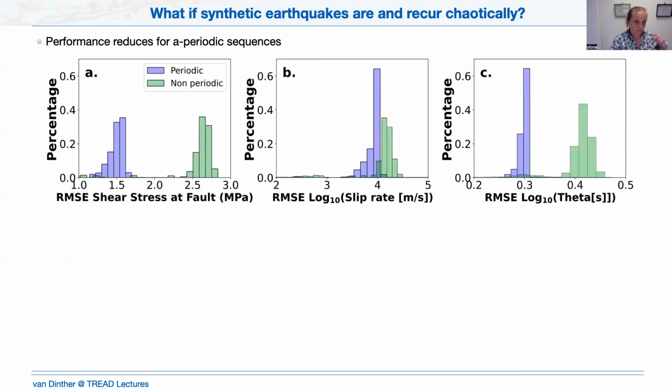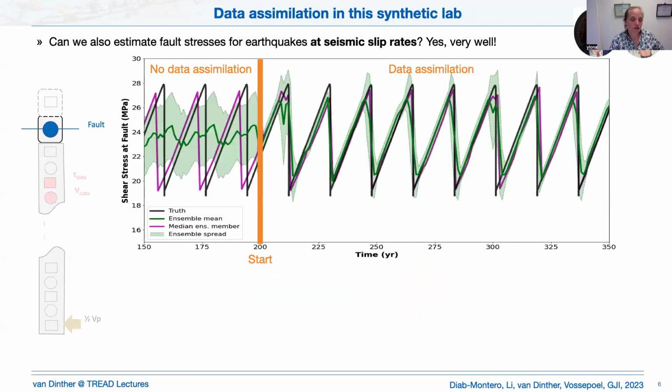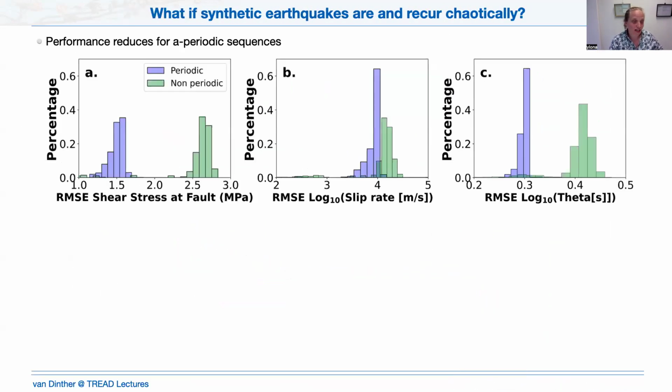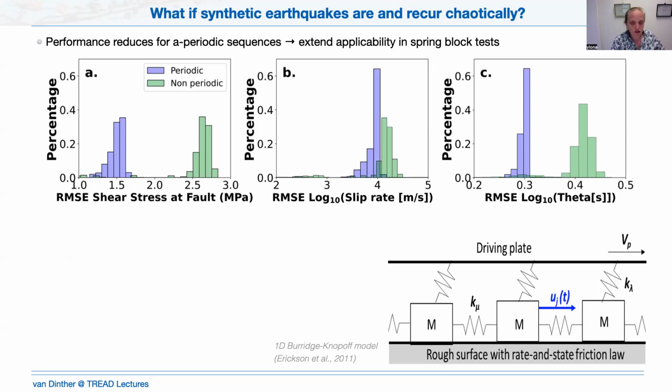Now, still, that sequence that you saw here is quite quasi-periodic, or even much more quasi-periodic than what I had. It's fully periodic. No, let's say periodic. So what happens if we make that less periodic? That's what you see in green. You see on the x-axis that the root mean square error increases quite a bit if these sequences become aperiodic. Aperiodic is, of course, what earthquakes in nature are. So we need to work a little bit further on these data assimilation methods.